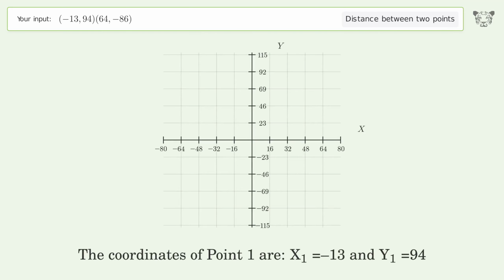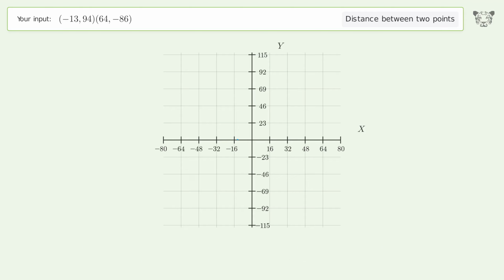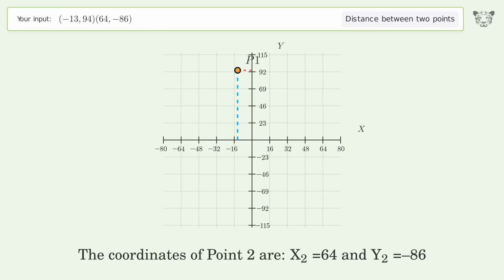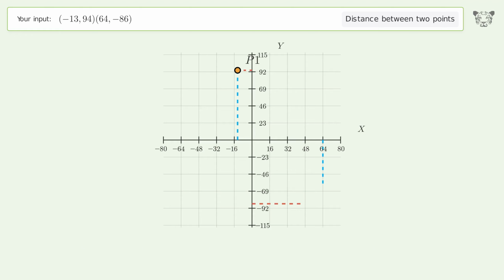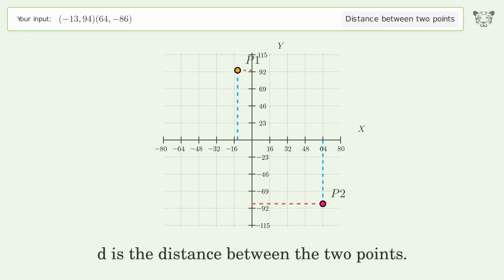The coordinates of point 1 are x1 equals -13 and y1 equals 94. The coordinates of point 2 are x2 equals 64 and y2 equals -86. D is the distance between the 2 points.